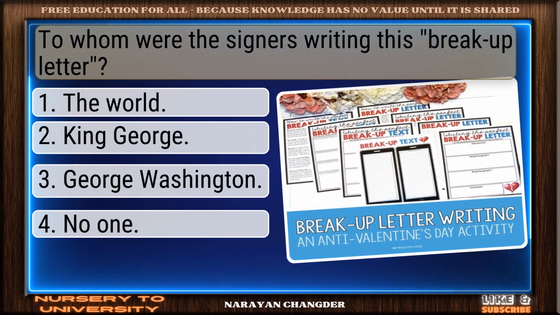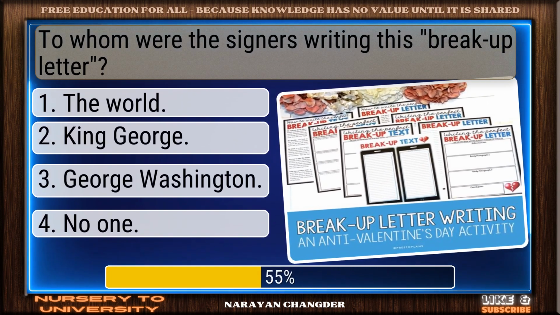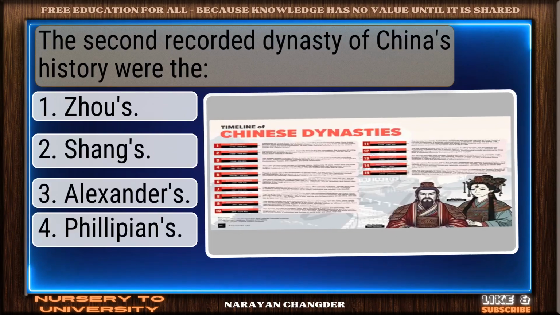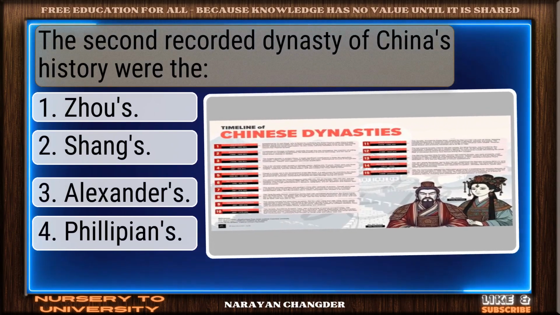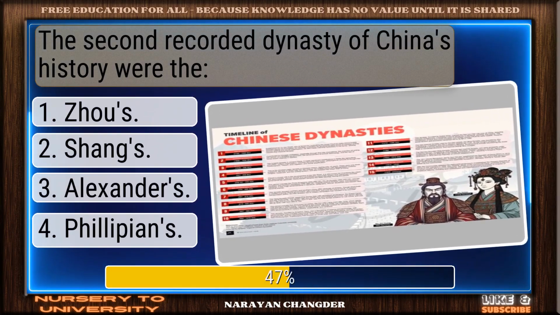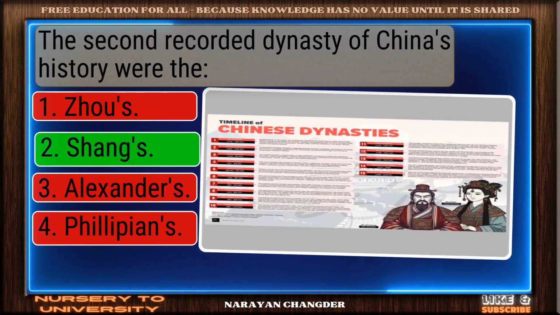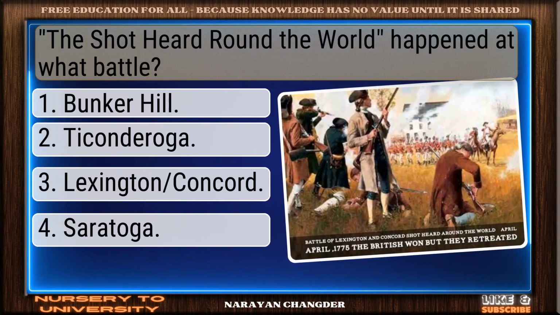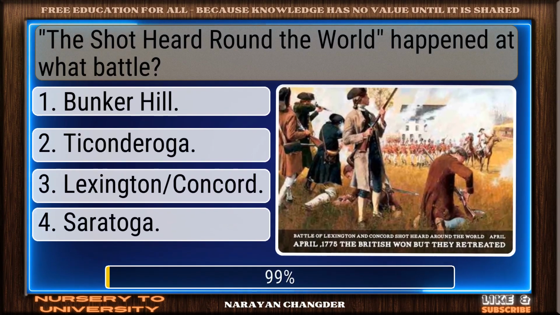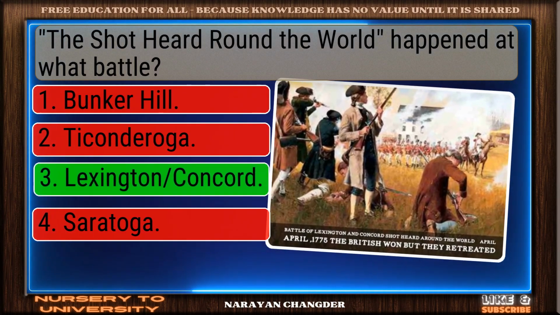To whom were the signers writing this breakup letter? Valid point. King George is true. The second recorded dynasty of China's history were the. Right again. Shang is valid. The shot heard round the world happened at what battle? You're right. Lexington Concord is correct.